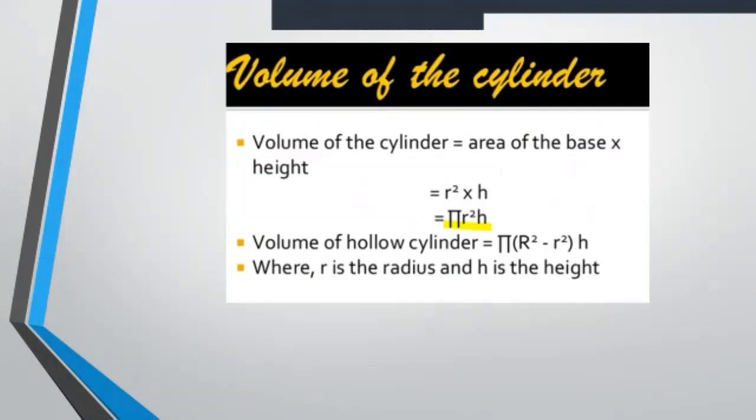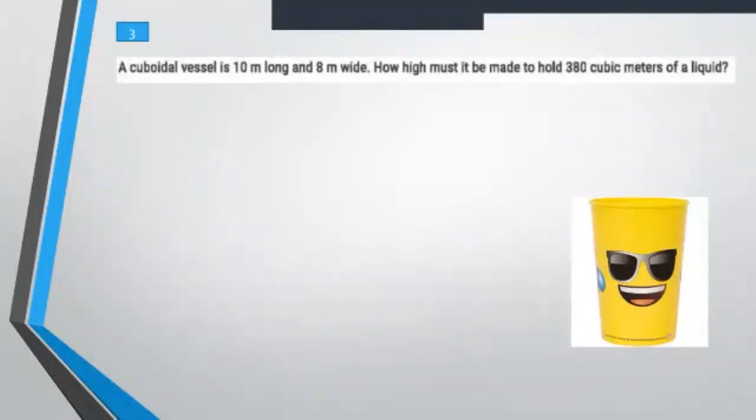Now, when they tell you there is a certain thickness to the cylinder, the volume of the hollow cylinder means the volume of the actual material around. So it is pi (capital R square minus small r square) into h, where capital R is the external radius and small r is the internal radius. Fine. Moving ahead, start with this question, please.